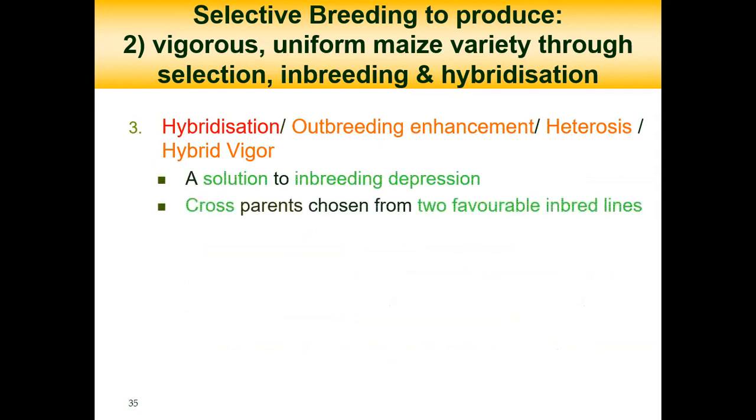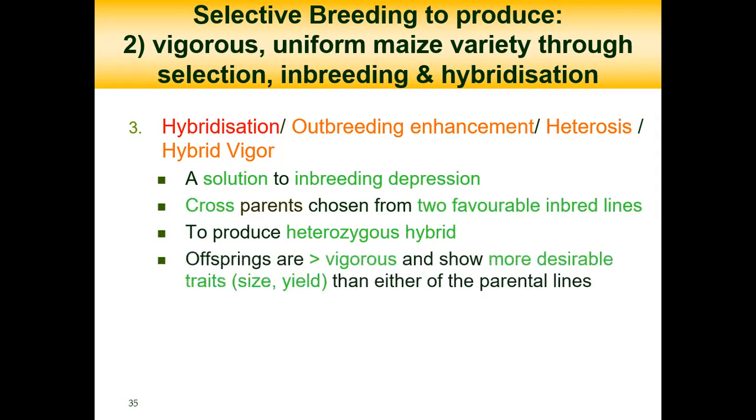So we cross the parents chosen from 2 favorable inbred lines. That means these 2 parents have already been produced after 6 to 7 generations of selfing and selection. Okay, they're all pure breeding, but from different farms. They're all pure breeding with contrasting characteristics. You cross them to produce heterozygotes. So these heterozygotes have got dominant alleles to mask the effect of the recessive deleterious alleles. So this solves the problem of inbreeding depression. So now the offspring are vigorous again, and they show more desirable traits.